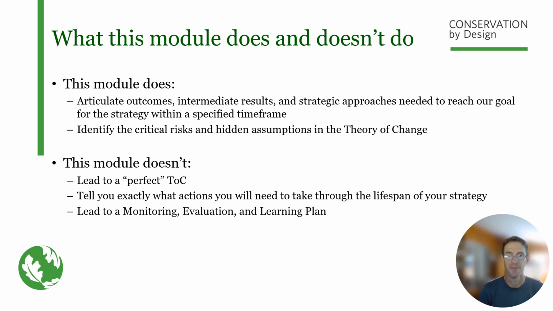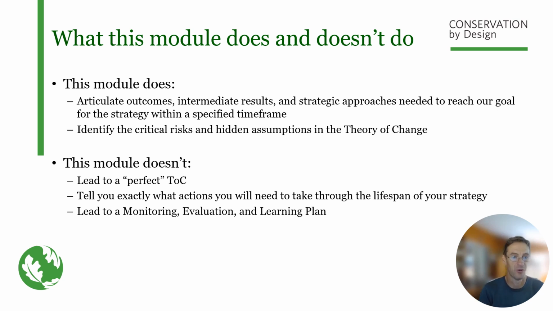So let's talk a little bit about what this module does do for our teams and critically what it doesn't do. So this module does help the team to articulate their outcomes, what success looks like, their intermediate results, those key markers that will help us know are we on track to achieve the results we see, and our strategic approaches. And by that we mean the key actions that we along with our partners will be taking and that we think will lead to the outcomes we want to see.